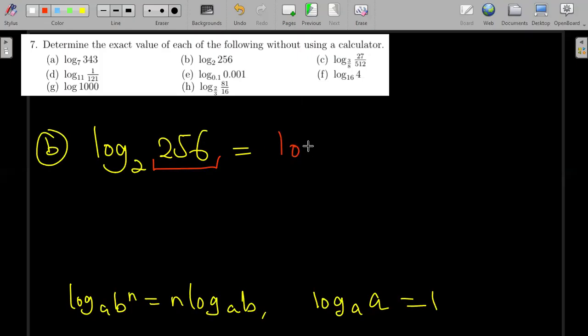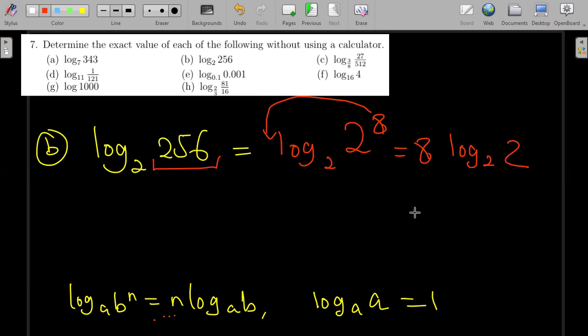So this will just be log base 2 of 2 to the power 8. So now by this property, I can drop the 8. So I have 8 log 2, 2. But log 2, 2 is just 1. So here the answer is just what? 8. Okay, so that's what we do there.